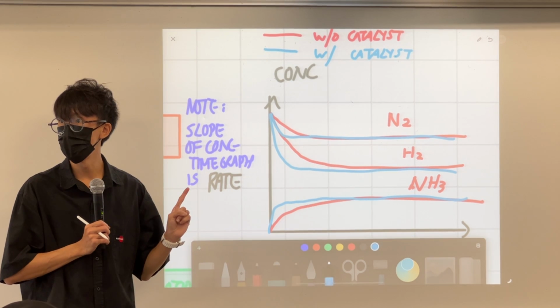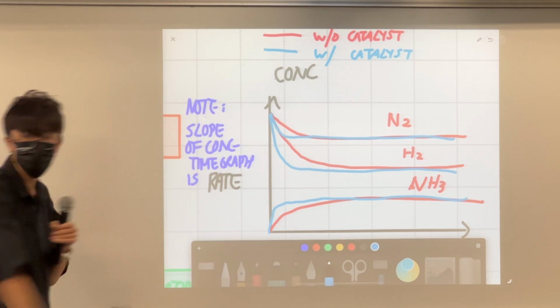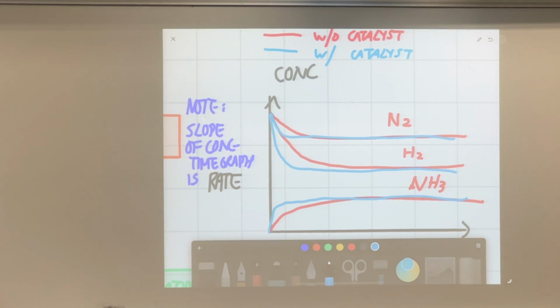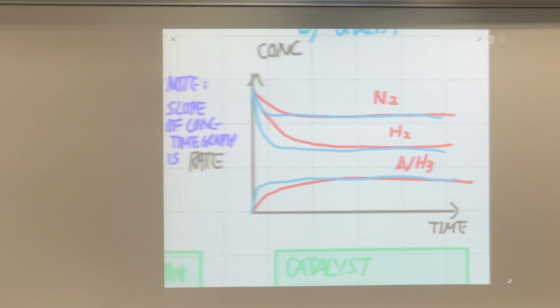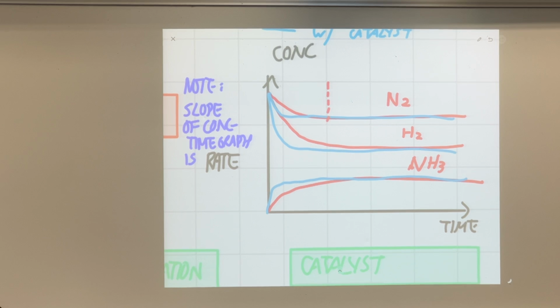Is this clear? This is what happens if you add a catalyst. Do you see that you reach equilibrium in a shorter amount of time? How long does it take to reach equilibrium before you add a catalyst? This is how much time it takes before all three curves plateau. This is the time it takes to reach equilibrium without catalyst. And how much time do you need to reach equilibrium with the catalyst? Do you see that you reach equilibrium sooner rather than later?